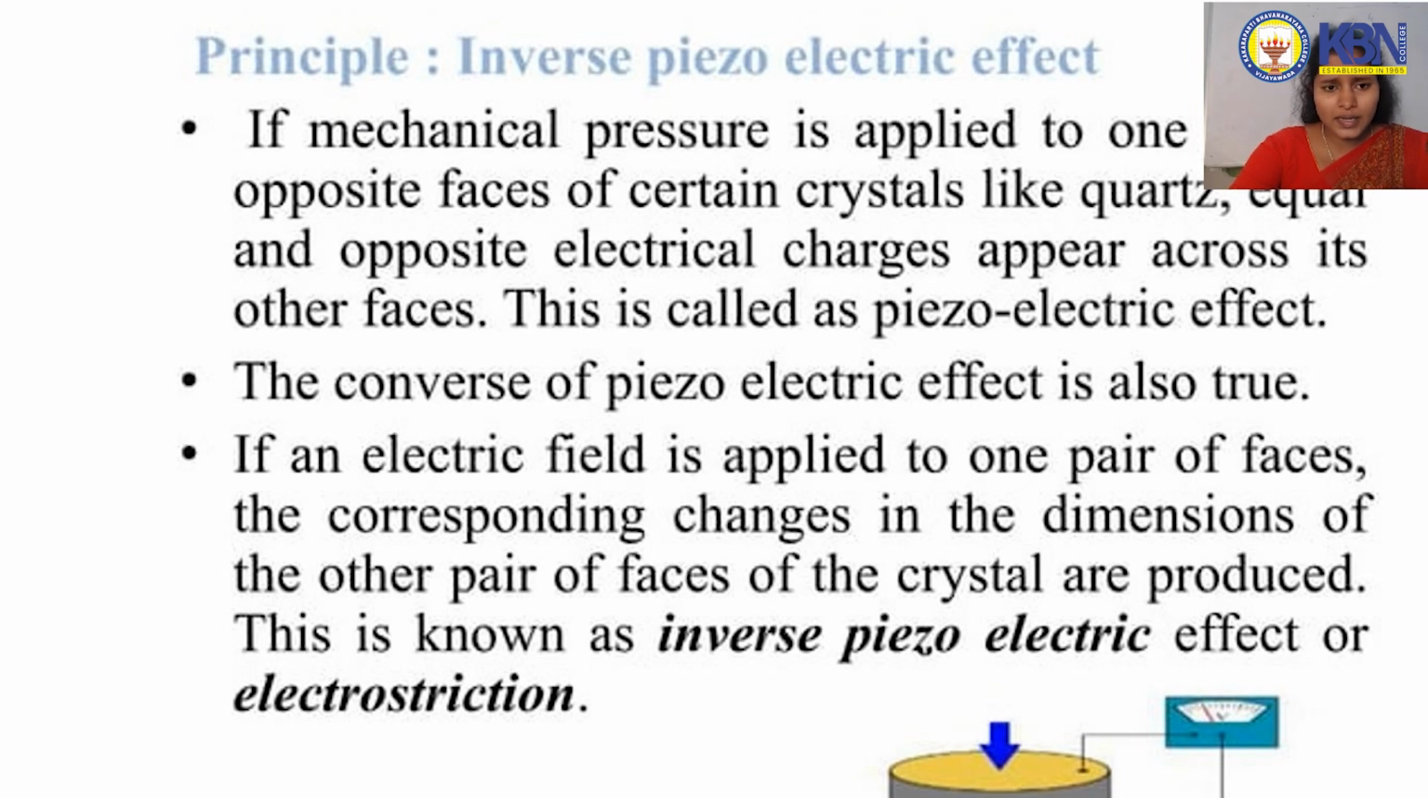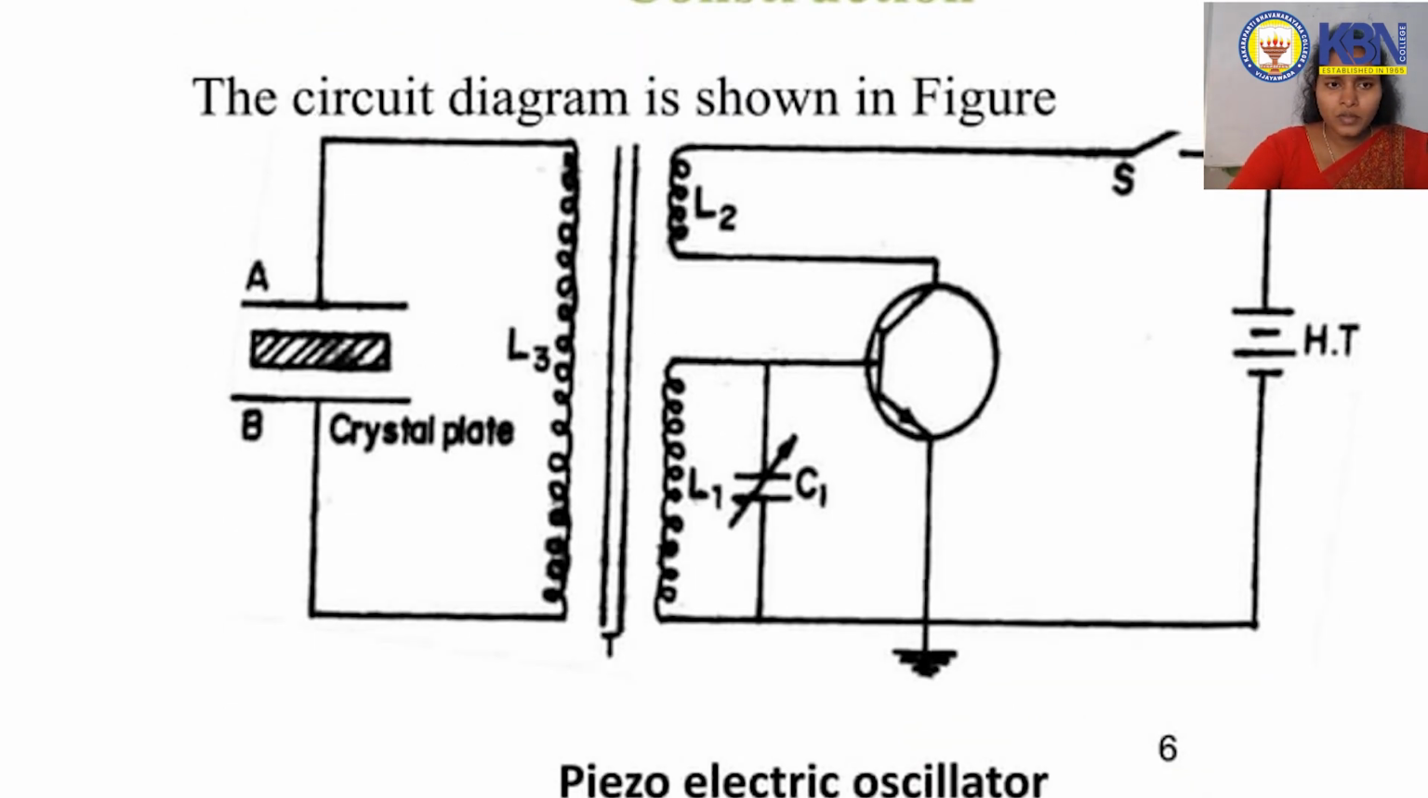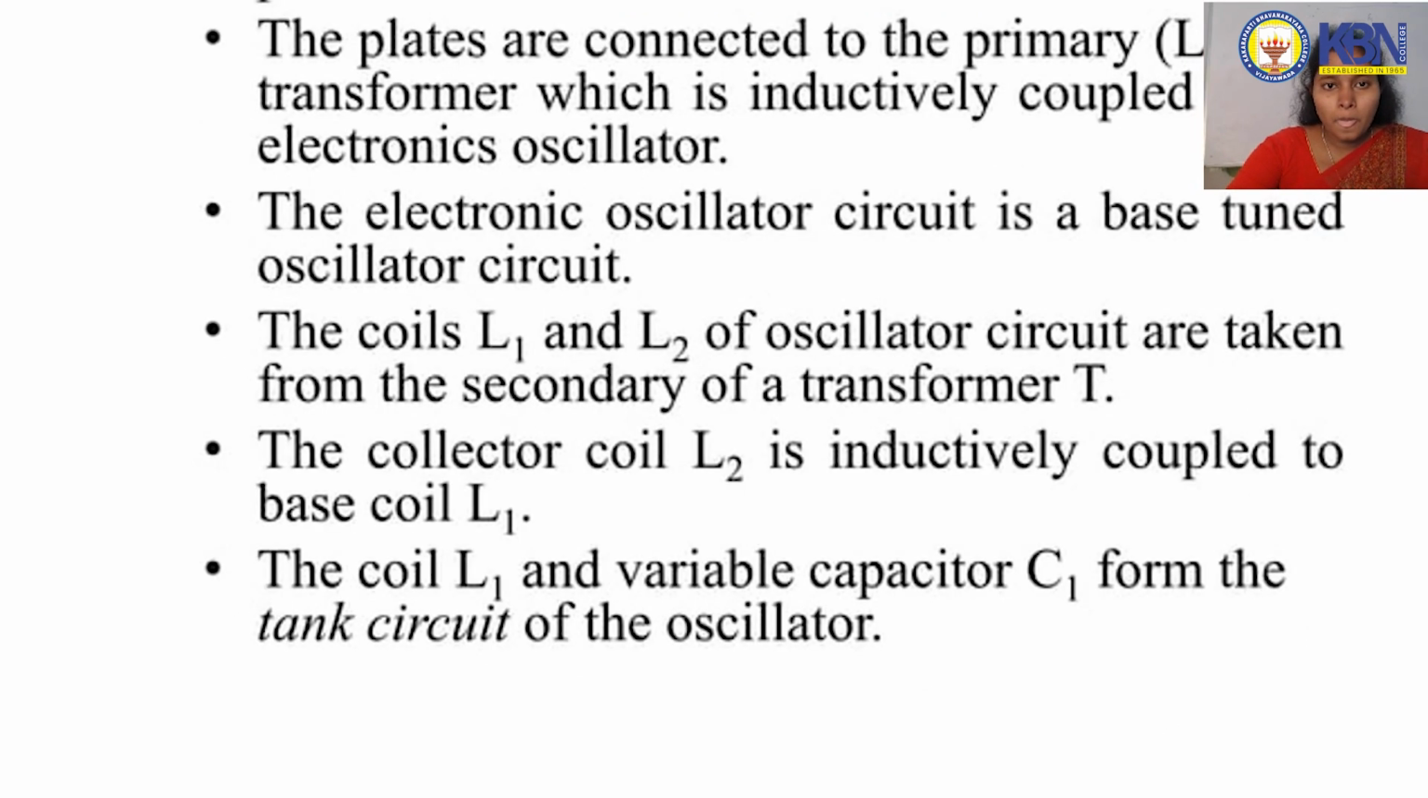Here you can see in the diagram, the converse of the piezoelectric effect is also true. This is the circuit diagram for a piezoelectric oscillator. Here also there is one transistor and two coils L1 and L2, and L1 is connected along with the capacitor C1. The plates are connected to the primary coil L1 which is coupled to the electronic oscillator. The electronic oscillator circuit is a base tuned oscillator circuit.